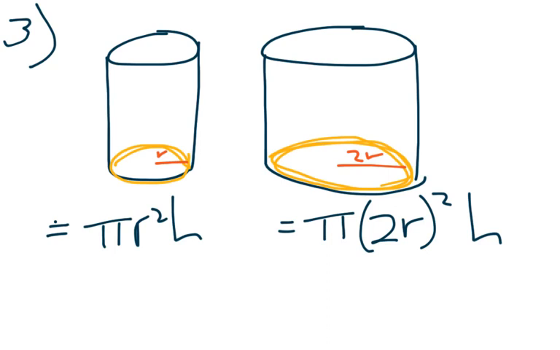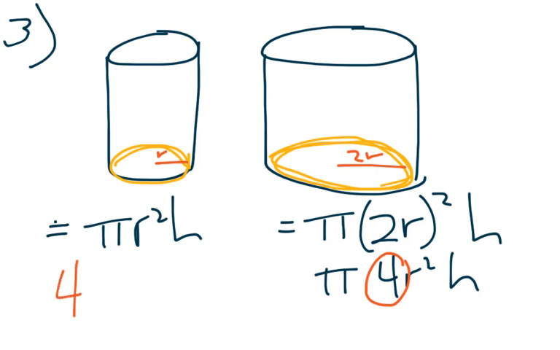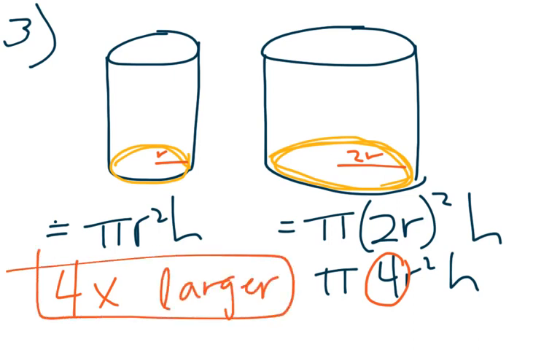So for number 3, once again, we have a cylinder, but this time we are looking at a cylinder with double the radius. So if the radius is r, a cylinder with double the radius would be 2r. So we can plug that into the equation for volume. Instead of having r squared, we can have 2r squared, and that would be pi times 4r squared times h. So over here we see that the r squared has turned into a 4r squared. So we can say that the volume of the cylinder with double the radius is 4 times larger. And that is your answer for number 3.